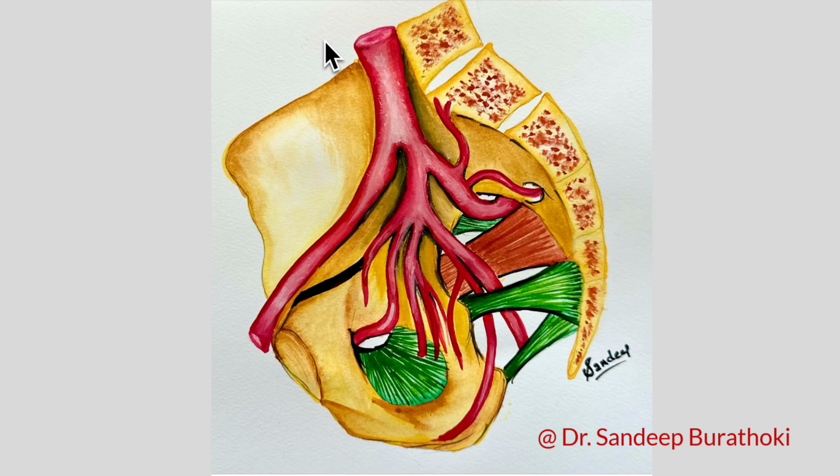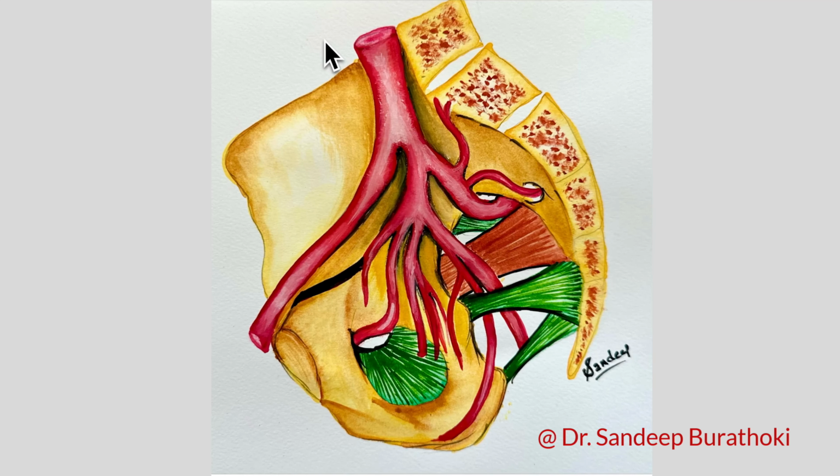roots. The posterior trunk continues as the superior gluteal artery, and it exits the pelvis through the upper part of the greater sciatic foramen above the piriformis muscle, and it supplies the gluteus maximus muscle. This is the anterior trunk.